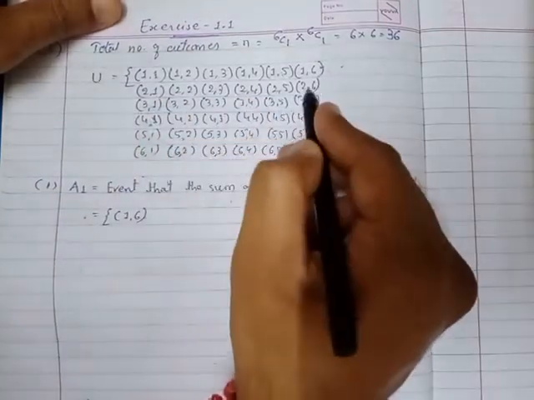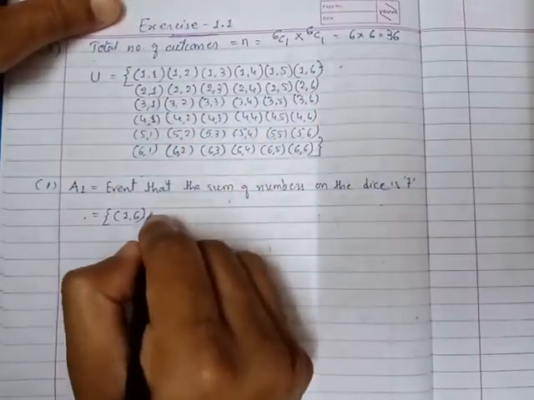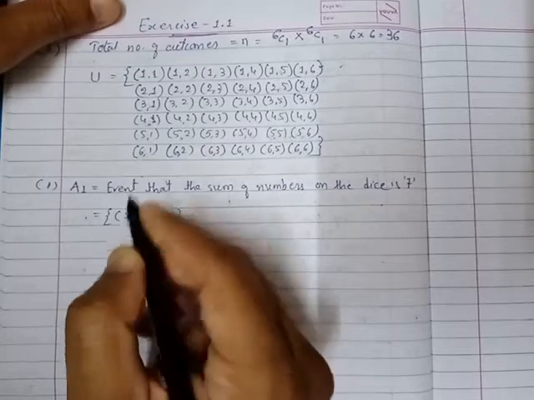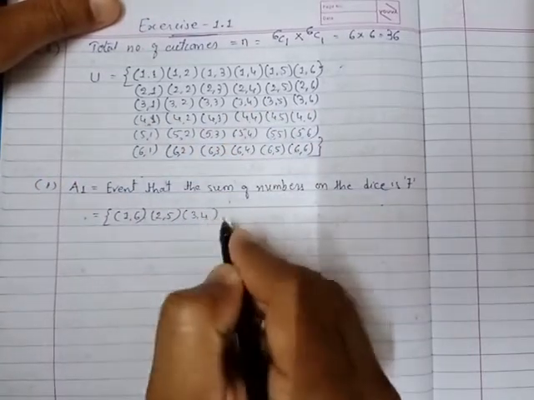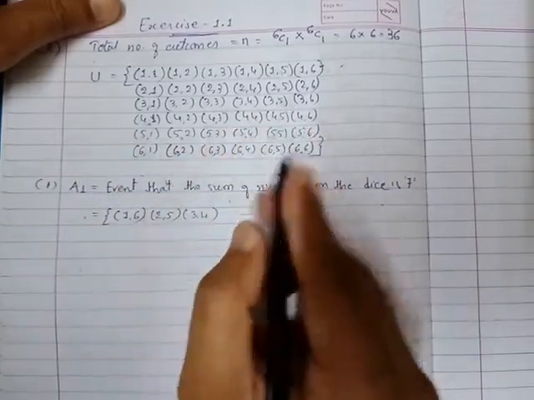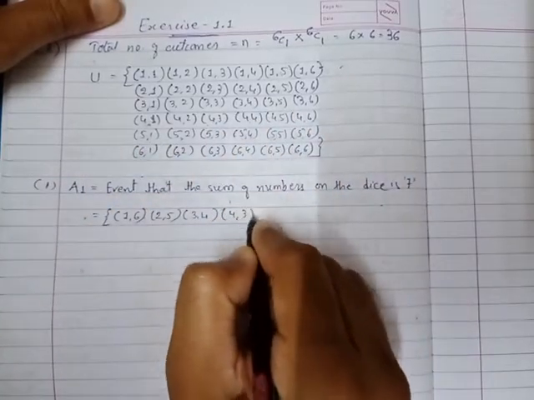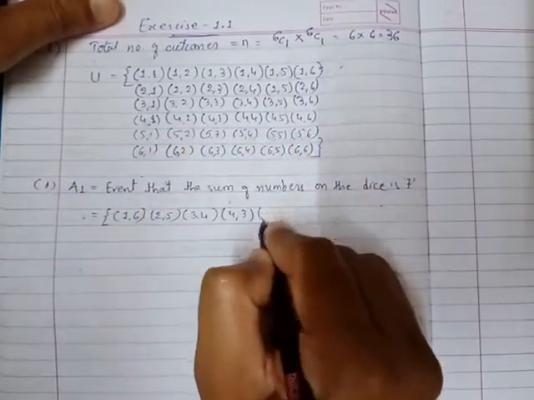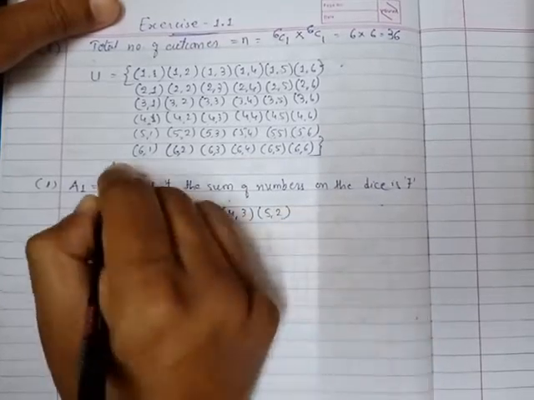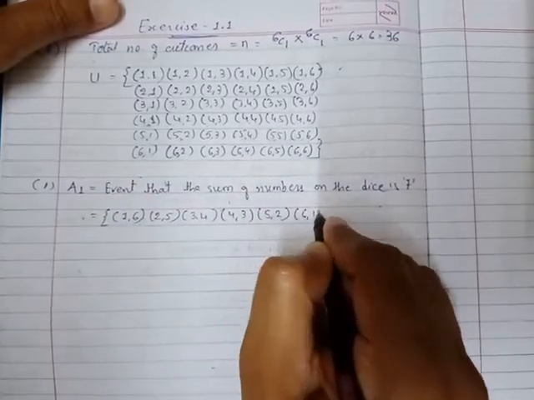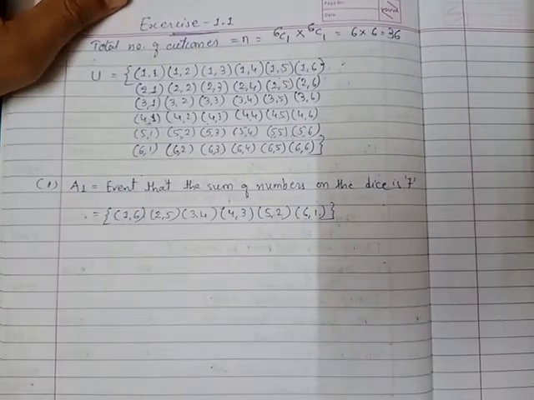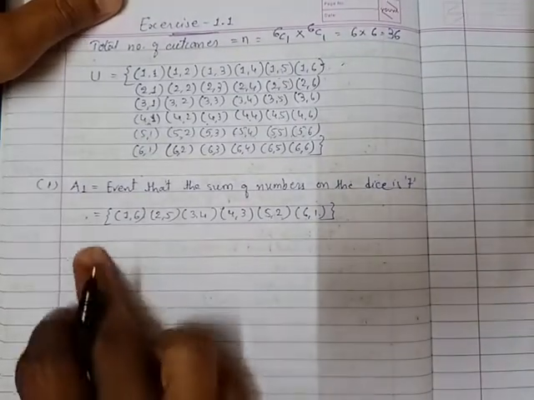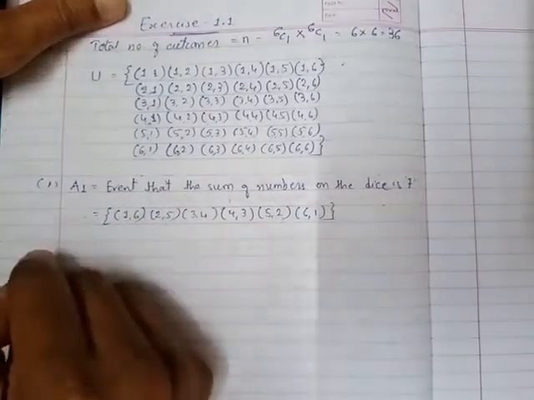Then in the second row we have 2 5, so I can write another outcome 2 5. Third row we have 3 4, right? Then fourth row we have 4 3. Then next row we have 5 2, and last row we have 6 1. These are the outcomes in which we have total 7 available. That is your set for the event A1.